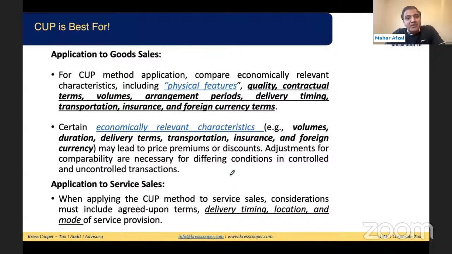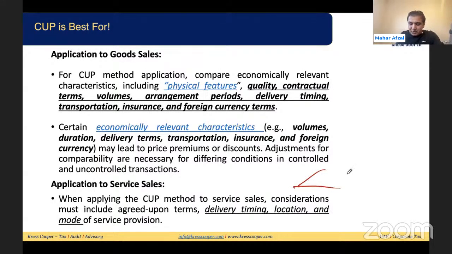So, in the application to the sale of goods, whenever goods are being delivered between two parties, what do we need to assess? We need to assess the physical features of the goods, quality, contractual terms, volume, arrangement, period, delivery, timing, transportation, insurance, foreign currency terms, and incoterms. Think like this: if you are making a transaction with a third party, you would have considered all these factors. With a related party, you might not have considered all of these factors.